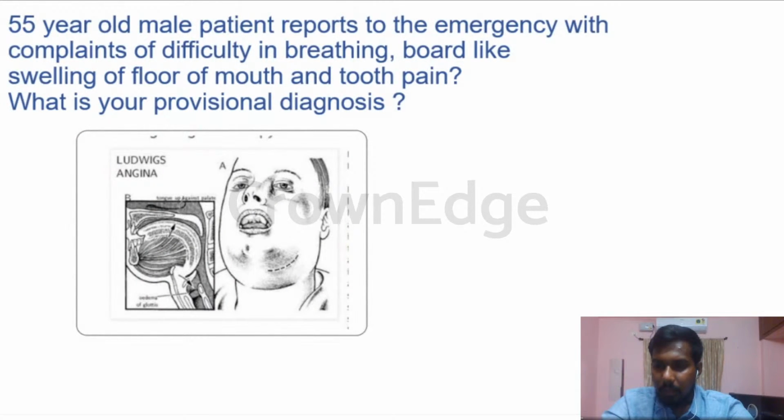Take some time, read the question first. A 55-year-old male patient reports to the emergency with complaints of difficulty in breathing, swelling of the floor of the mouth, and tooth pain. What is your provisional diagnosis? I've already given the answer on the slide, so nothing to worry about.